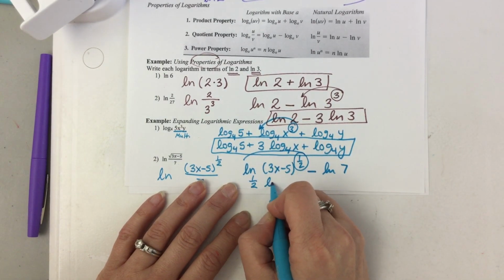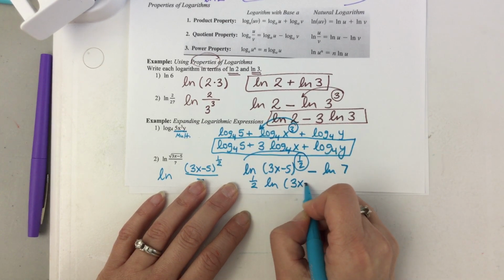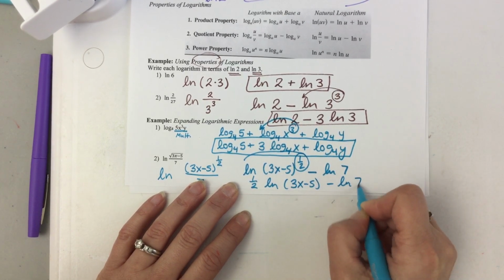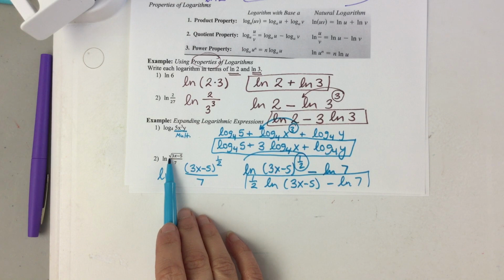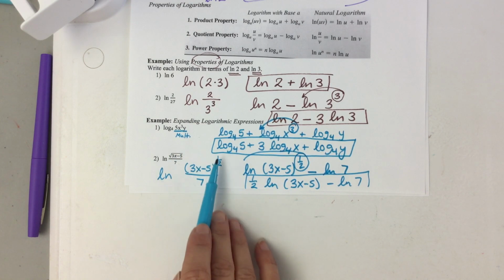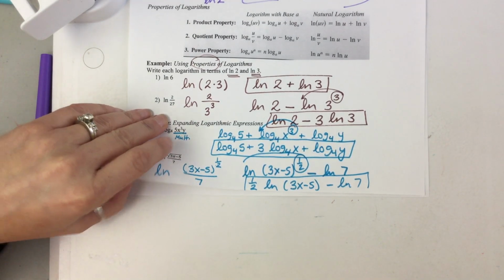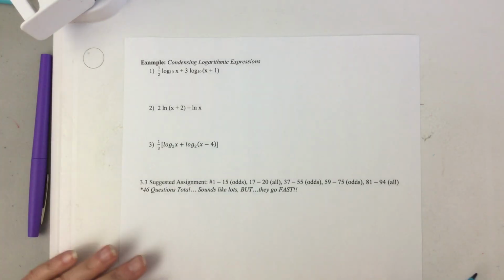So your 1/2 goes out front of the natural log of x minus 5 minus the natural log of 7, and we're done. Okay, so there they were testing you. Do you remember that a square root is the same as an exponent of 1/2? All right, couple more. Now we're just going to go in reverse.